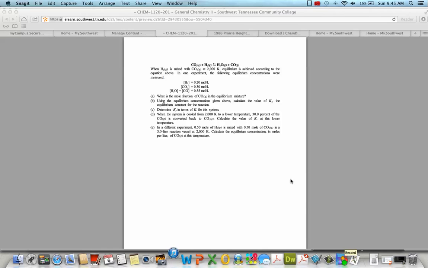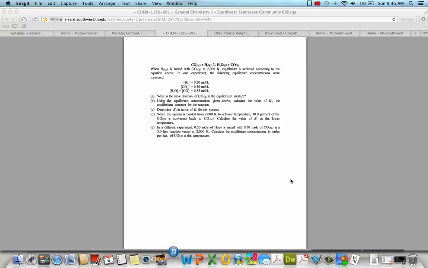So let's take a look at the following problem set. This is on page 13 of the problem set. Notice that we have a balanced chemical equation where we react carbon dioxide with molecular hydrogen to obtain carbon monoxide gas and also water vapor.